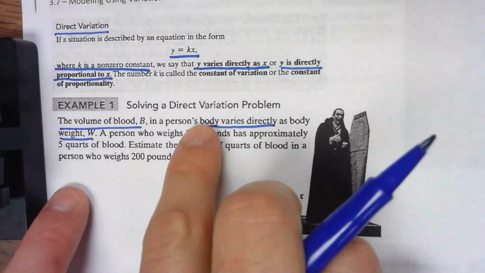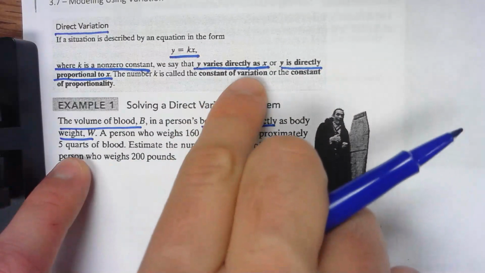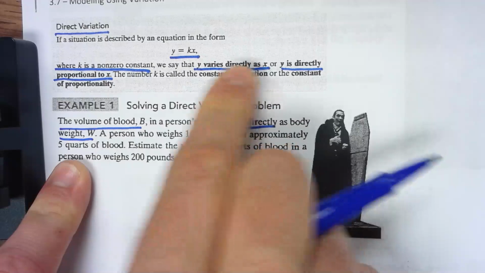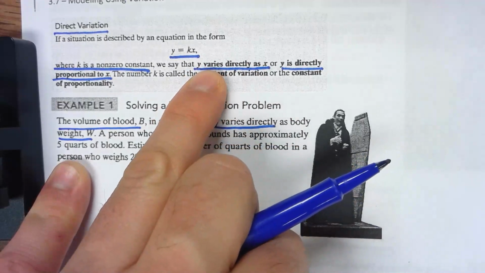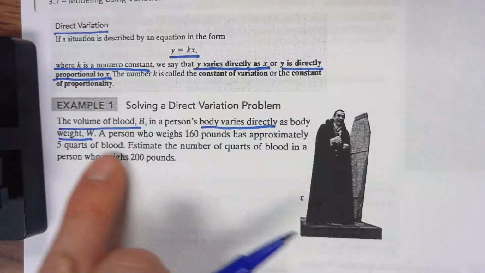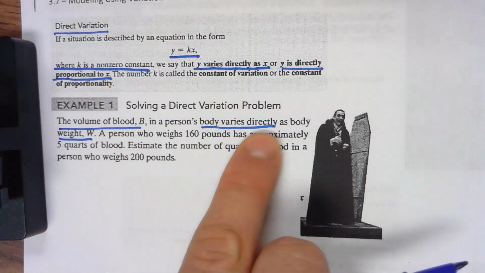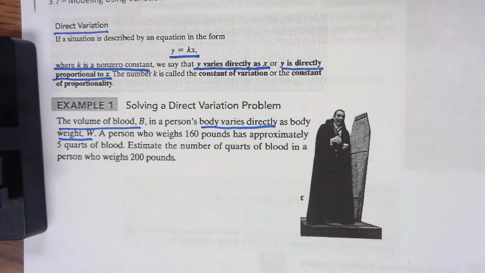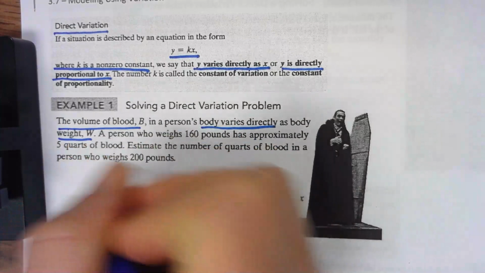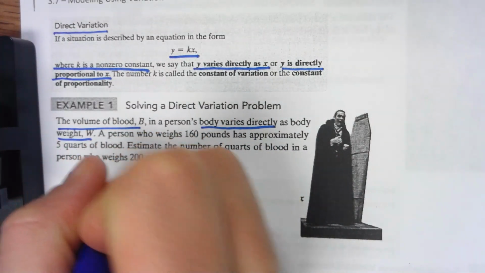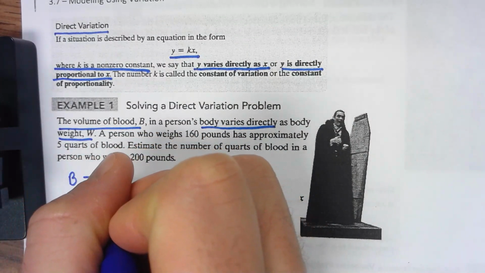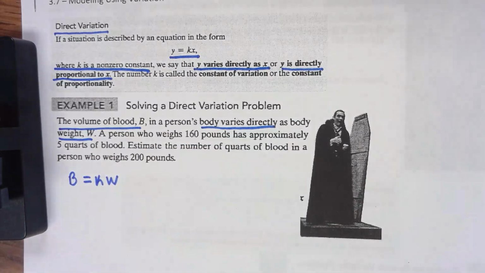Now, when you look at how this language is described and what we took note of to start, y is usually going to be the first variable that's described. So when we say that the volume varies directly as the body's weight, it's going to be the volume of blood, so B equals k times the weight. Now, it makes sense, right? Like the bigger you are, the more volume of blood you're going to have in your body.